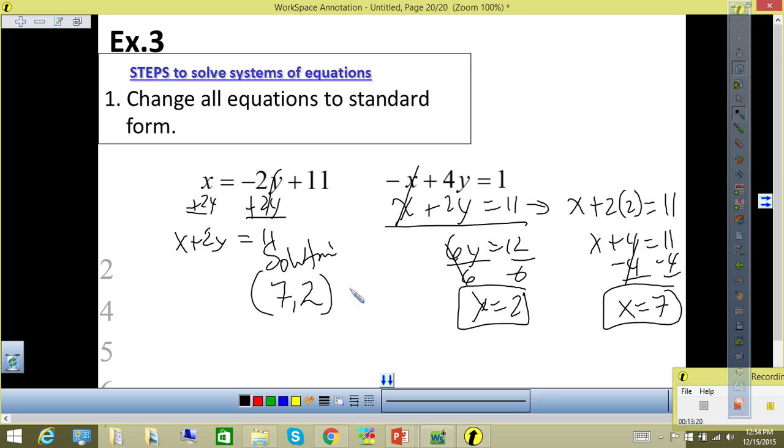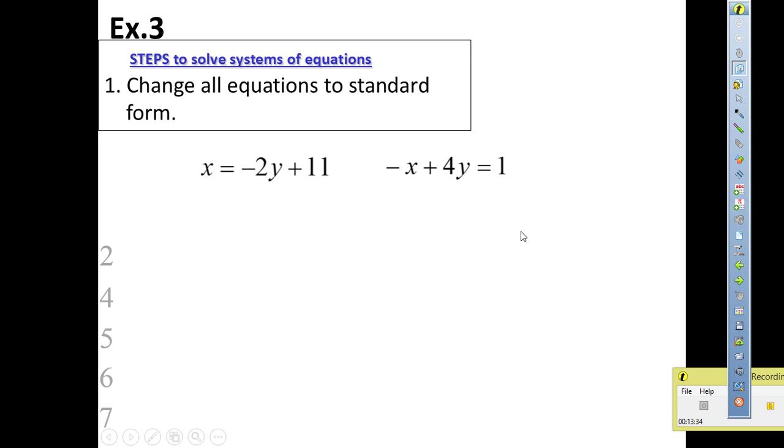Have you got that by yourself? Okay. I switched them. Don't switch them. Standard form, x comes first, then y. Oh, when you line them up? Yes. Here we go. Example 4.